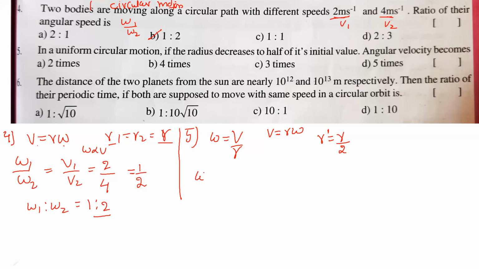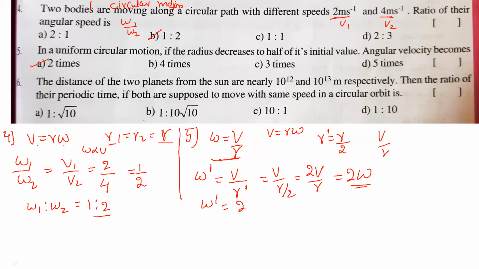So let us write now the change in angular velocity is given by V is constant and R changes to R prime. So in that condition, it is V by R prime, which is V by R by 2. This 2 will come up, so it becomes 2V by R. So V by R, you know children, what is V by R? This is just omega. So you replace V by R with omega, so the answer is 2 omega. That means the change in angular velocity is 2 times the initial. So I can write it is option A, because omega prime is equal to 2 times omega.